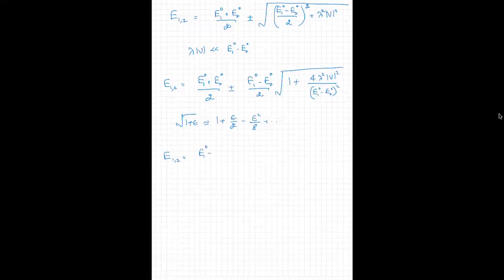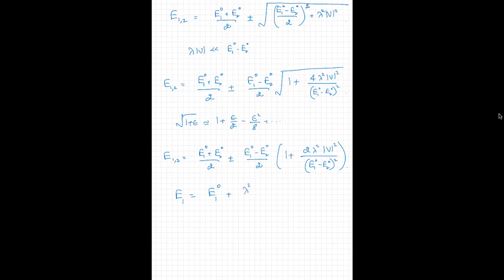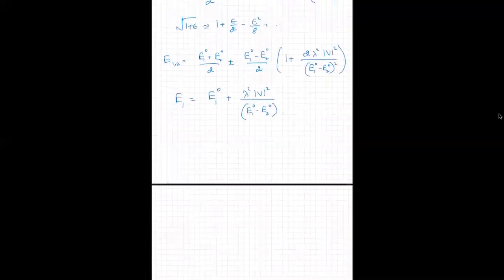So what will this be? E1,2 would be equal to the average plus or minus the half difference times (1 plus 2 lambda squared V squared over (E1 0 minus E2 0) squared). Which means E1 is equal to E1 0, the unperturbed energy, plus lambda squared V squared over (E1 0 minus E2 0). And E2 can be written as the unperturbed energy E2 0 plus again the same kind of term. Of course there are other terms also. This is a very simple problem which I was able to solve exactly like this.